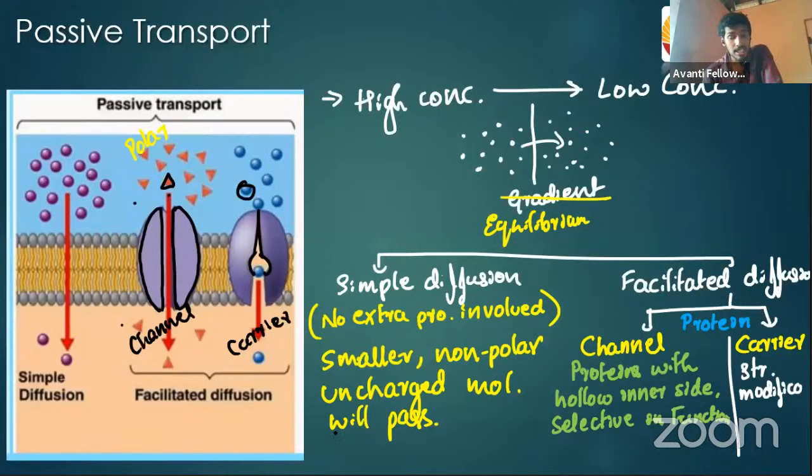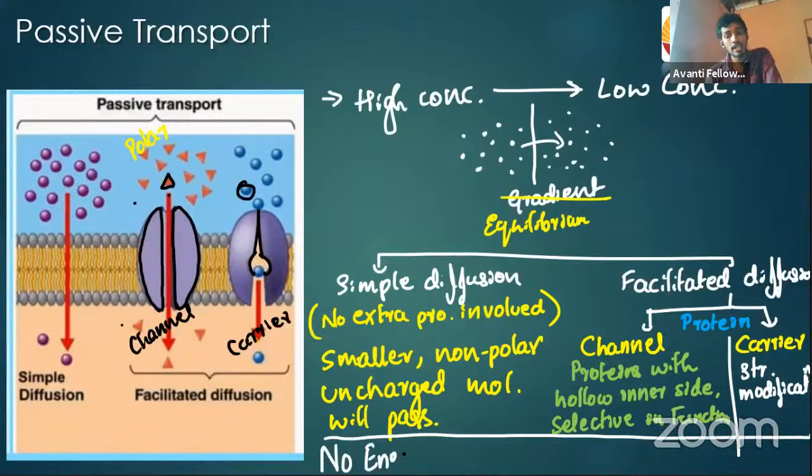Remember, they may go by simple diffusion or facilitated diffusion. In facilitated diffusion, it may be through a channel or a carrier. The very important thing you have to remember is that no energy is involved here. Then, what's the other important thing? They are always going according to the gradient, that means from the high concentration to the lower concentration, only going until they reach equilibrium.